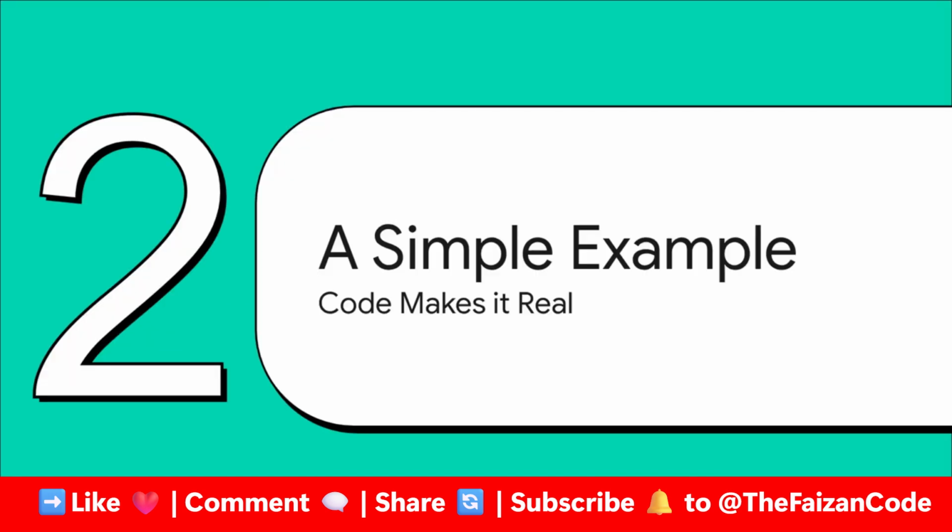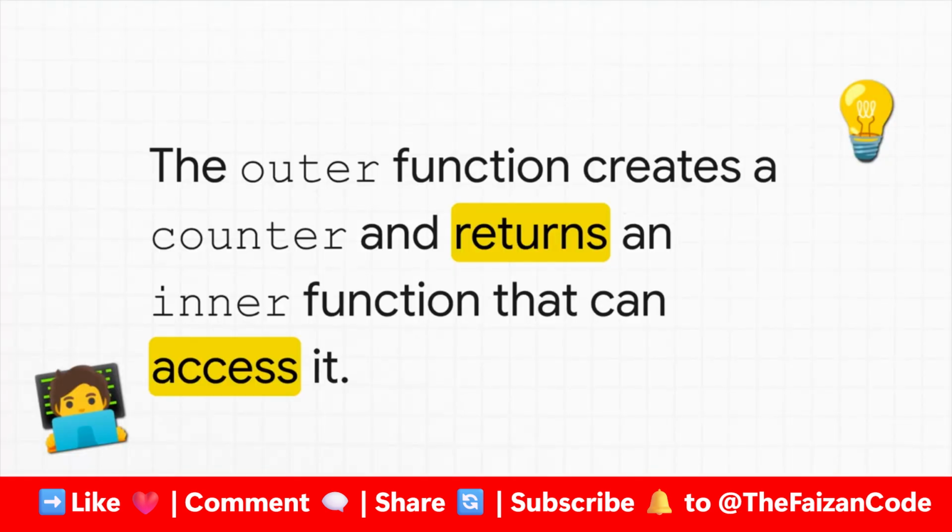That definition is a good starting point for sure. But the best way to really, truly get this is to see it in action. Talk is cheap, right? Let's look at some code and make this real. All right, check this out. We've got this outer function. Inside, it declares a variable, counter, and sets it to 0. Simple enough. Then, inside that, we have an inner function.